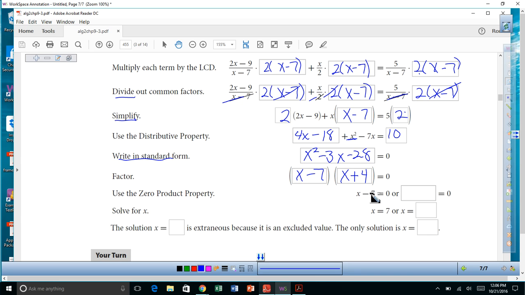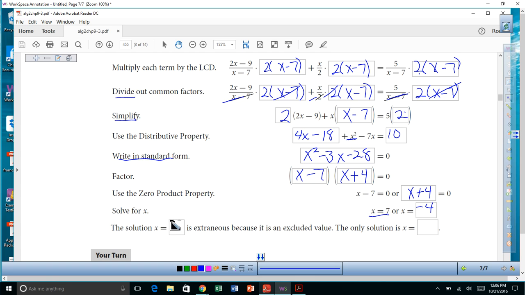And that equals 0. So set each one equal to 0. X minus 7 equals 0. X plus 4 equals 0. Add 7 to both sides, you get x equals 7. Subtract 4 from both sides, you get negative 4.